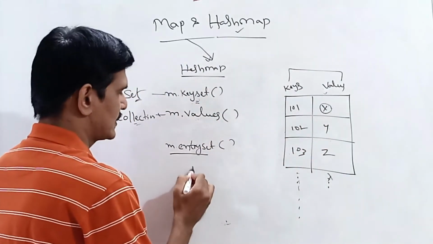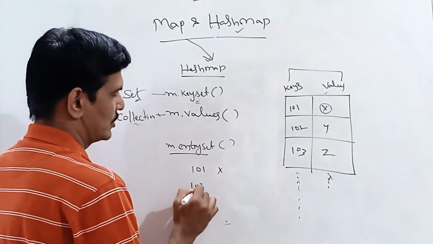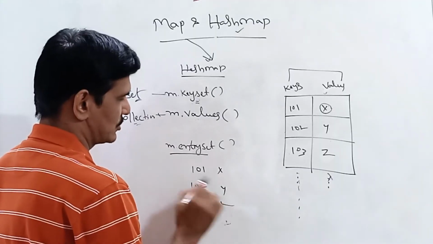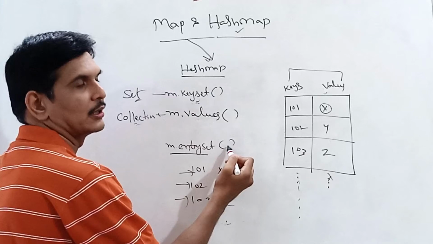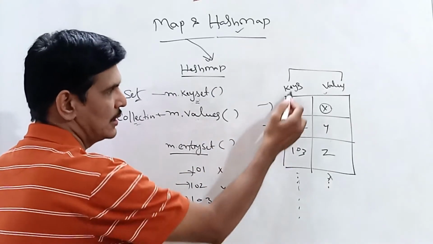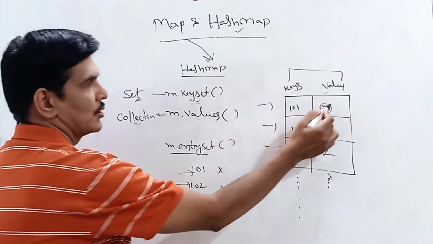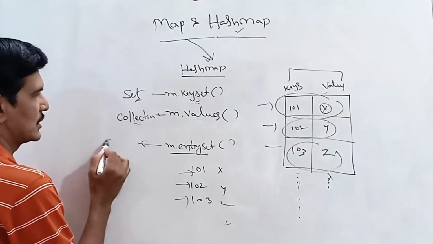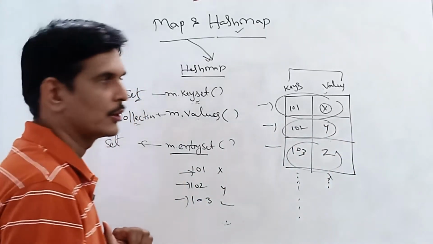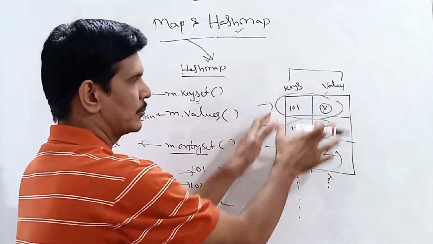So 101 x, 102 y, 103 z. This is one entry, and this is one more entry. So entrySet is a method which will return all entries as a set. Because this is one entry and this is another, the return type of entrySet will also be a set. So the combination of key and value cannot be duplicated.